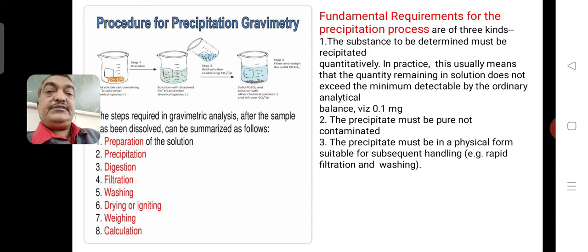This filter paper is a specific filter paper, unlike the ordinary filter paper. Ordinary filter paper has a larger mesh size, whereas here the mesh size is very small. This filter paper also has a specific property: even after heating for a longer period, it does not leave any ash. That is called ashless, with a smaller mesh size. So this is what we call a filter paper, and it can be a circular one.